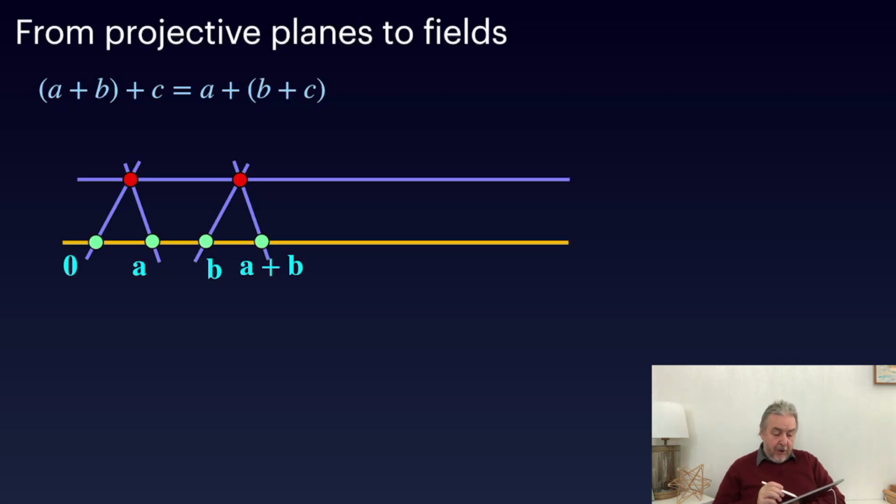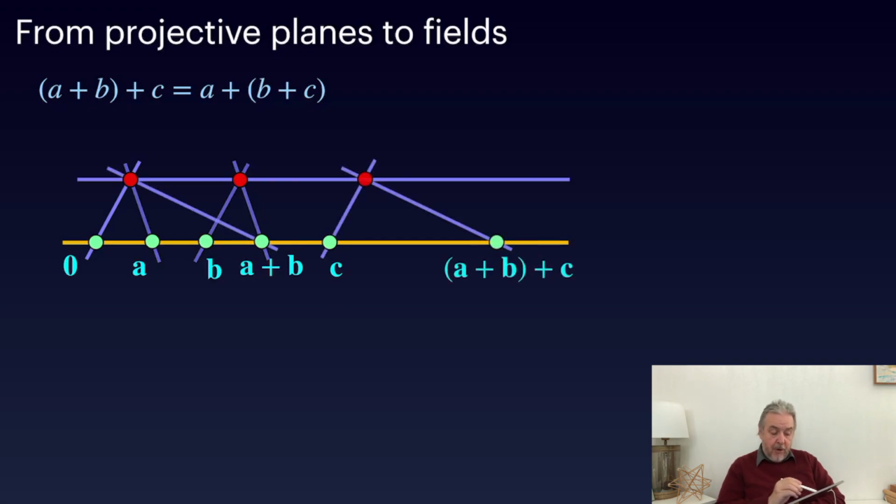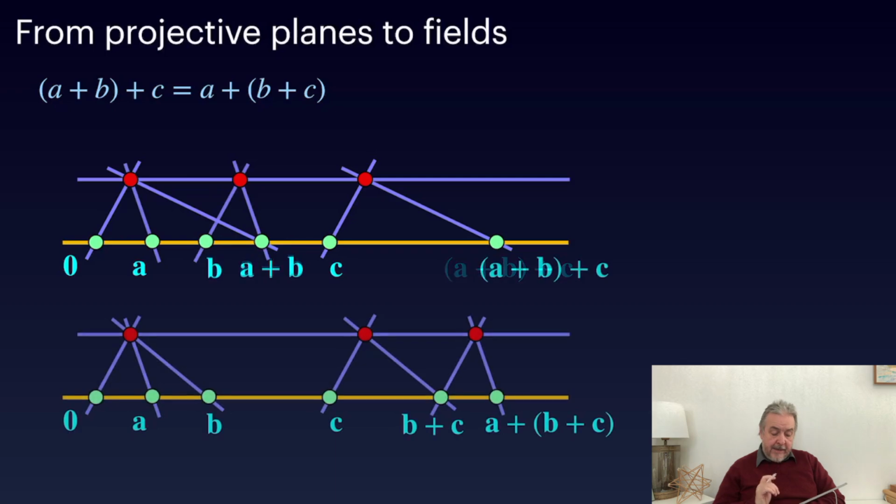So first of all, here's again the construction of a plus b. Now we have one more point c here, and we want to add this point to this here, so we have to draw this line here as well and then do the von Staudt construction to get at that point. Completely in the same way, we can do it the other way around. We can first add b and c.